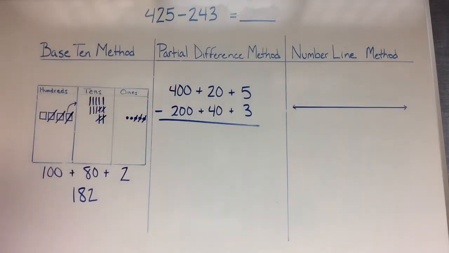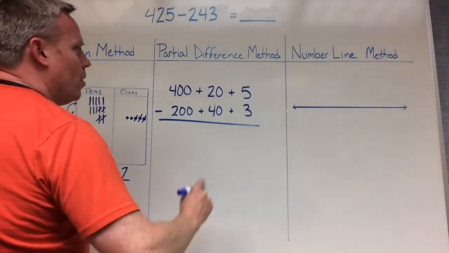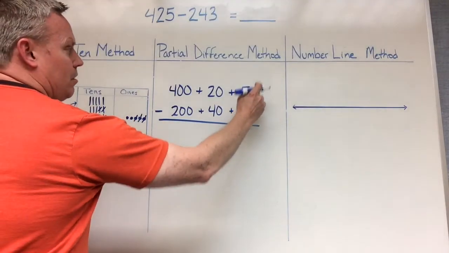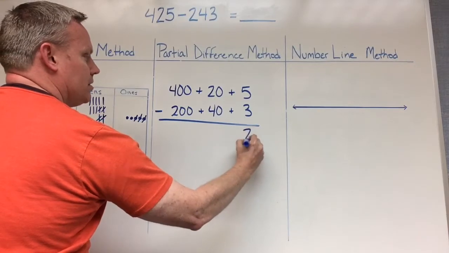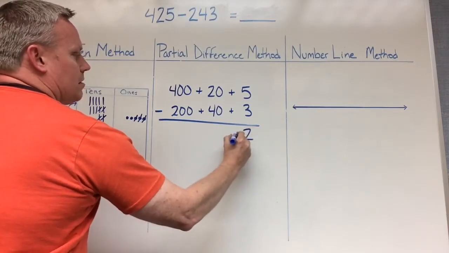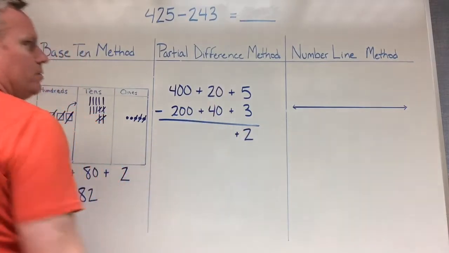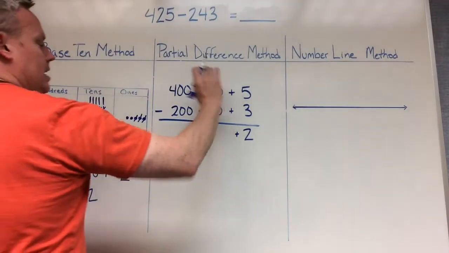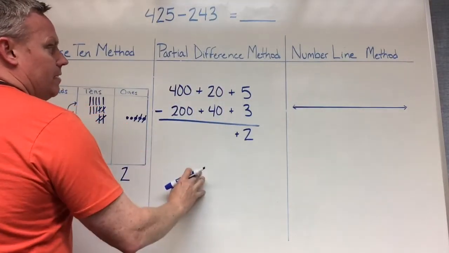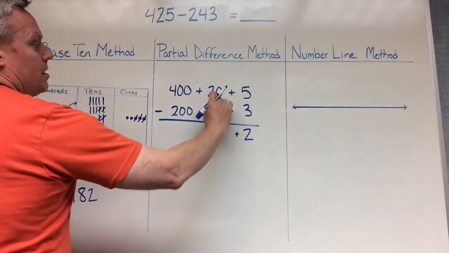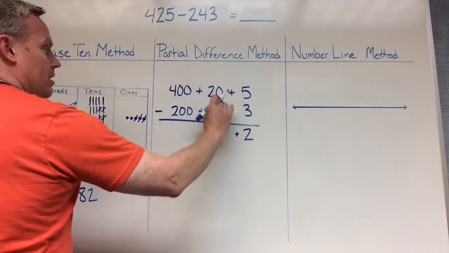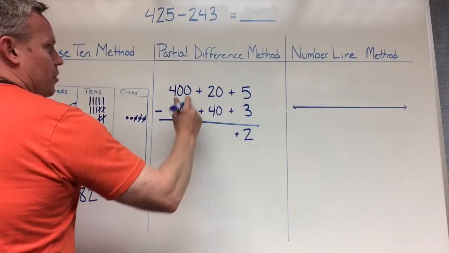And I'm going to be subtracting these. So again, I'm going to start with the lowest place value. In this case, it's the ones. 5 minus 3 is 2. And then I move over to my 10s. Again, I have the problem where I do not have enough 10s to subtract the 40. I have 20 here and 40 here, which means I need more 10s.